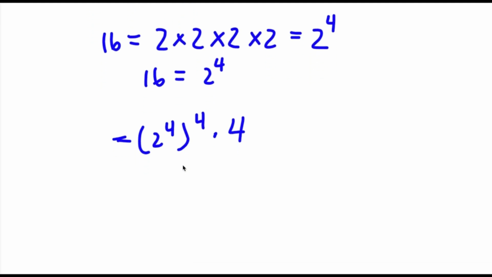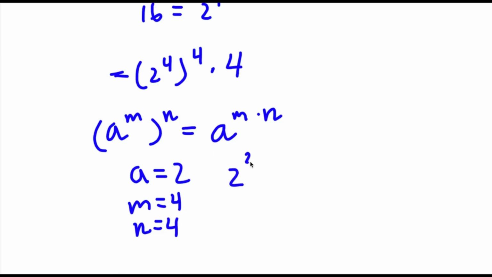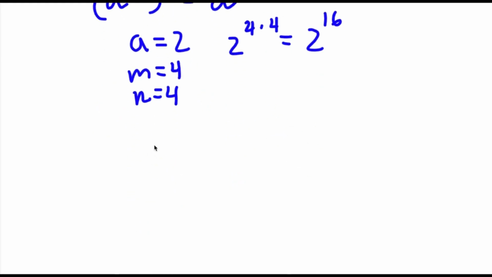Now, if I have something in the form a to the power of m, to the power of n, this is equal to a to the power of m times n. So 2 to the power 4 to the power of 4 here, we can think of a as 2, m as 4, and n as 4 as well. So this would equal a to the power of m times n. So in this case, 2 to the power of m, 4, times n, 4. Now 4 times 4 is 16, so now I have 2 to the power of 16. Meaning 16 to the power of 4 is the same thing as 2 to the power of 16.